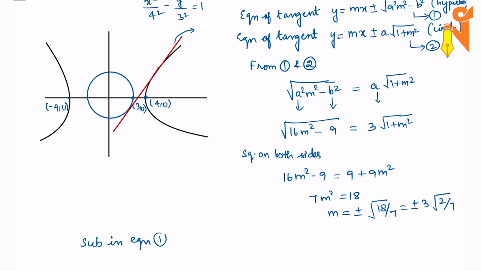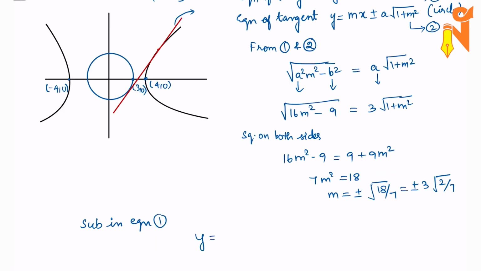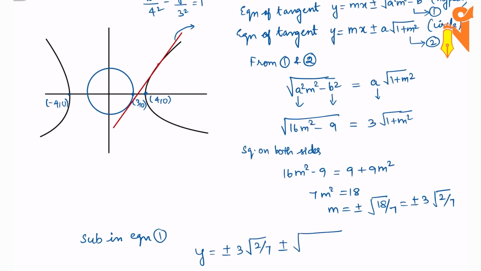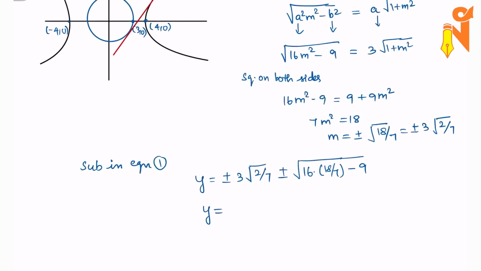So in equation 1, y is equal to m, which is here plus or minus 3 root over 2 by 7, x, plus or minus root over a square, which is 16 into m square, which is 18 by 7, minus b square, which is 9. So y is equal to plus or minus 3 into root over 2 by 7. So here I have 18 and here I have 9.